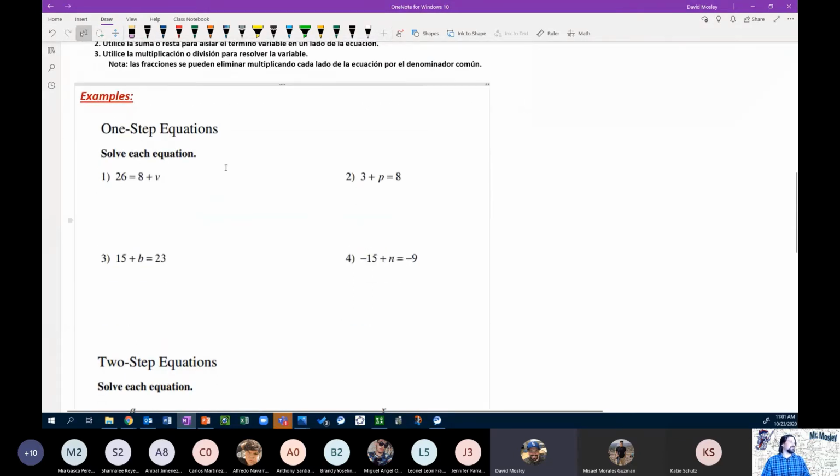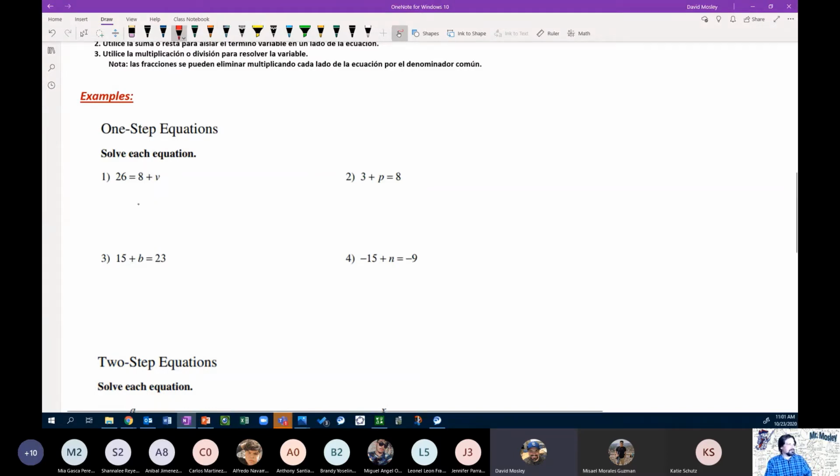Primero, we have one-step equations. So we have some examples here. We're going to do a lot of math today. It's going to be very exciting for me. I love doing math. Hopefully you guys enjoy it too.